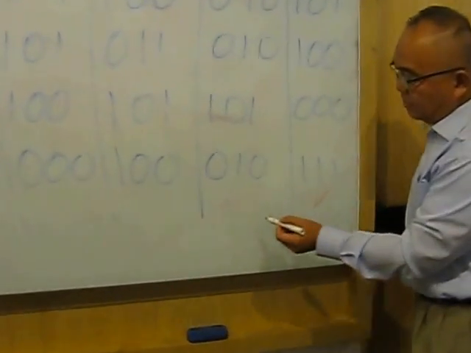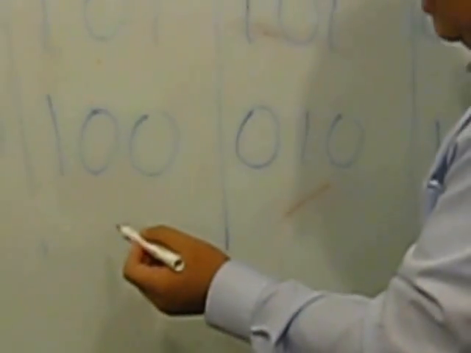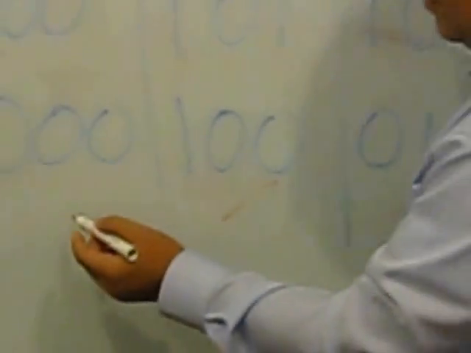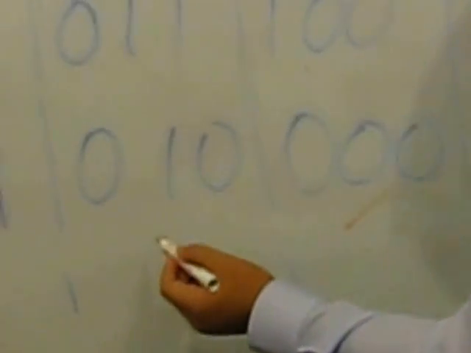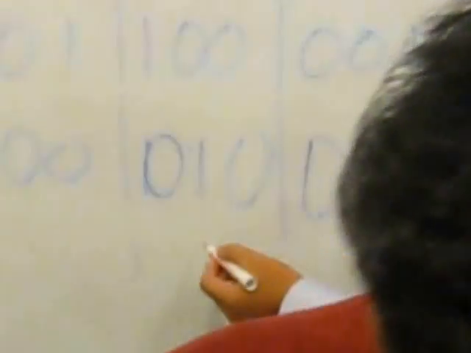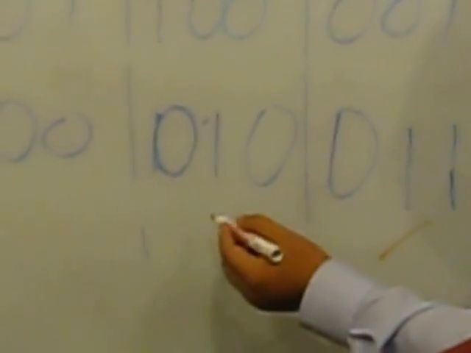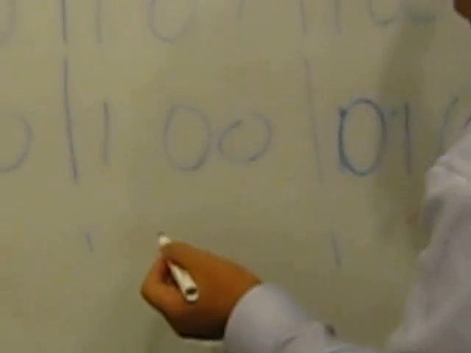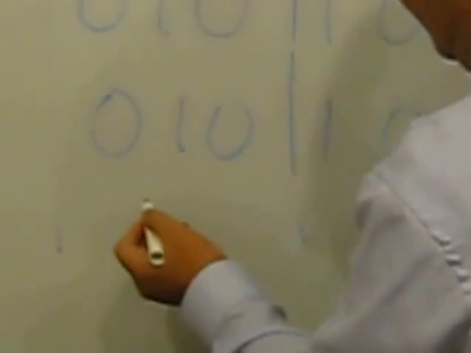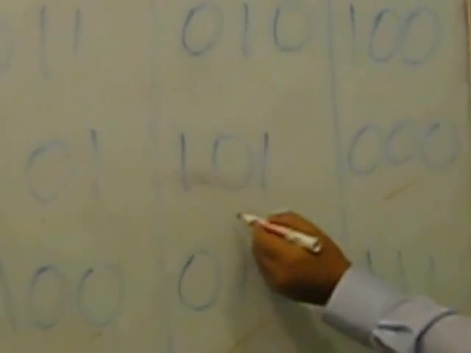111. Yes. 010. Yes. 001. Yes. 000. Yes. 010. Yes. 110. Yes. 010. Yes. 001. Mm-hmm. 010. Yes. 110. Yes. 000. Mm-hmm. 101. Yes.